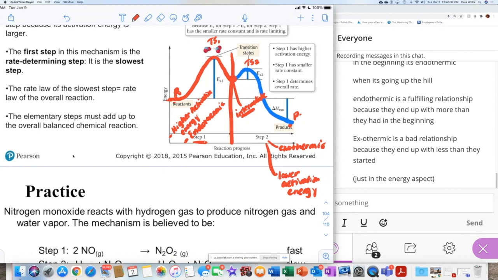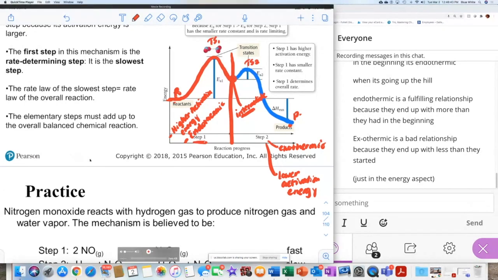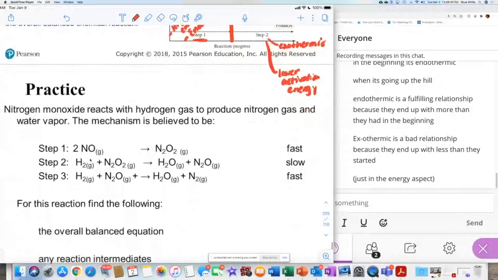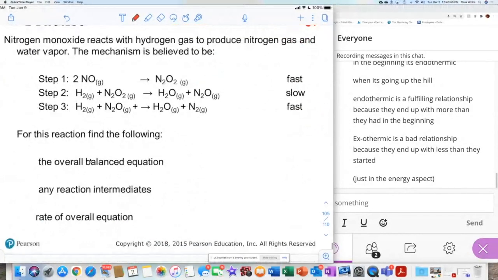But if the goal, of course, is energy, endothermic is definitely more fun, definitely more fulfilling. Sadly, that's not the personal goals or the elemental goals of the elements. They got their own goals.